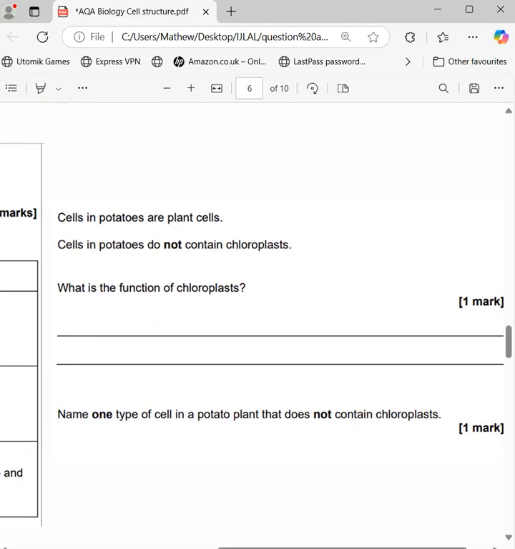Now here they said cells in potato are plant cells. Yes, cells in potato do not contain chloroplast. What is the function of chloroplast? For photosynthesis, it contains chlorophyll which traps sunlight for photosynthesis. Now, name one type of cell in a potato plant that does not contain chloroplast. The answer to that question is that the type of cell that doesn't have chloroplast in a plant is your root hair cells.